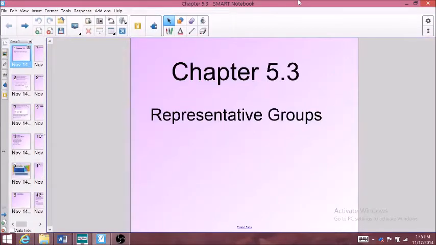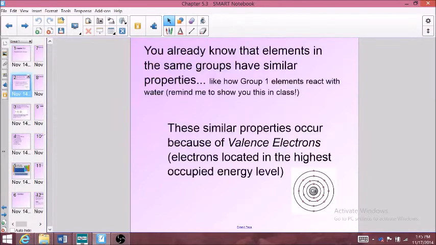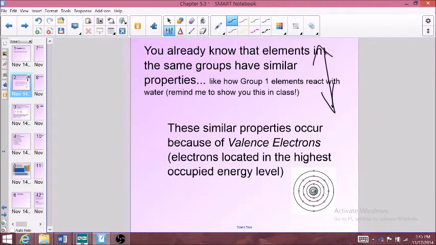Hola! Today we are going to talk about chapter 5.3, which is all about the representative groups in the periodic table. So you already know from our discussion that elements in the same group, meaning column, up and down, have similar properties. For example, the group 1 elements react with water very, very violently. There are some really awesome examples of this. Remind me to show you some YouTube videos in class.